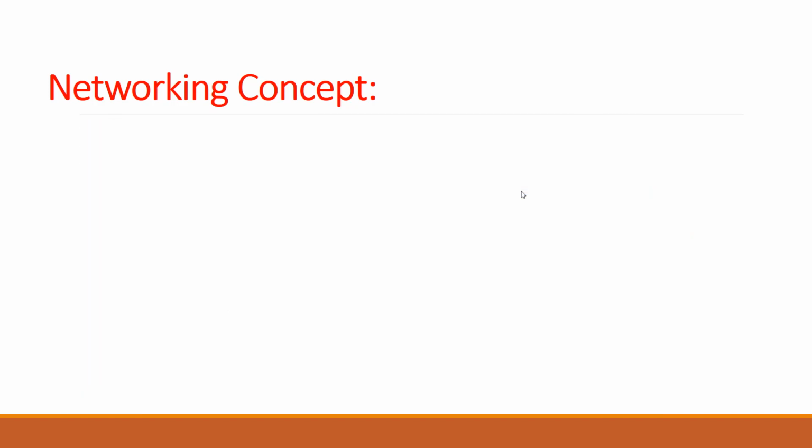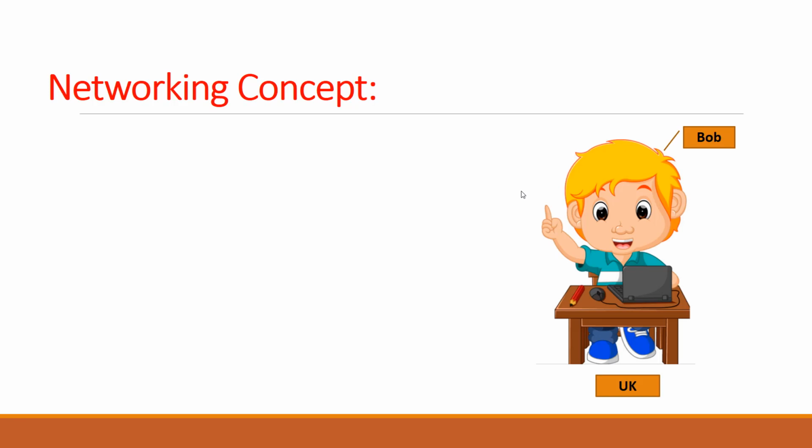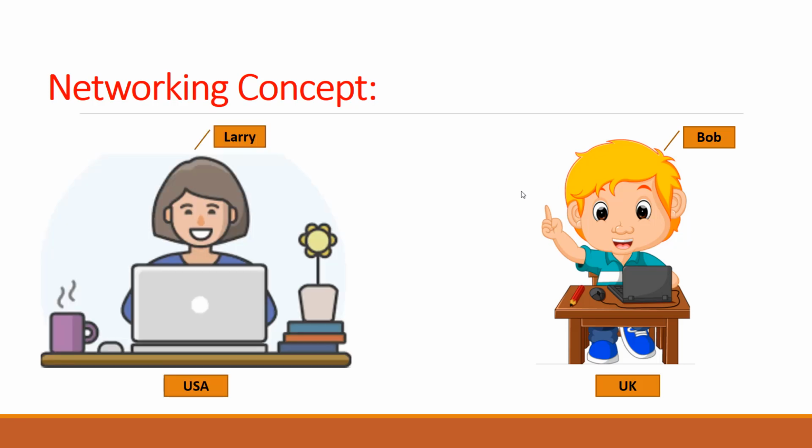So let's discuss how computer networking works. Let's assume that we have Bob with his laptop connected to the internet, and he would like to communicate with Larry, who is located in the USA, while Bob is in the UK, through the internet. This is the main idea of how networking works.